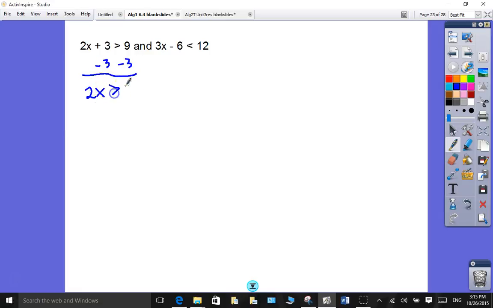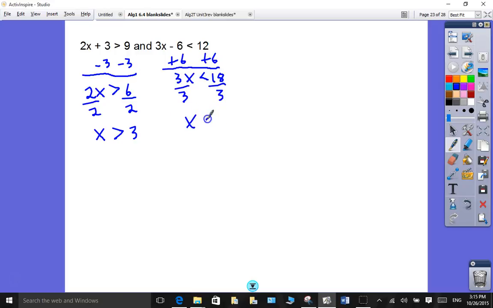2x is greater than 6. Divide by 2. Divide by 2. x is greater than 3. Okay. Add 6. Add 6. 3x is less than 18. Divide by 3. Divide by 3. x is less than 6. And again, those are tied together with "and."